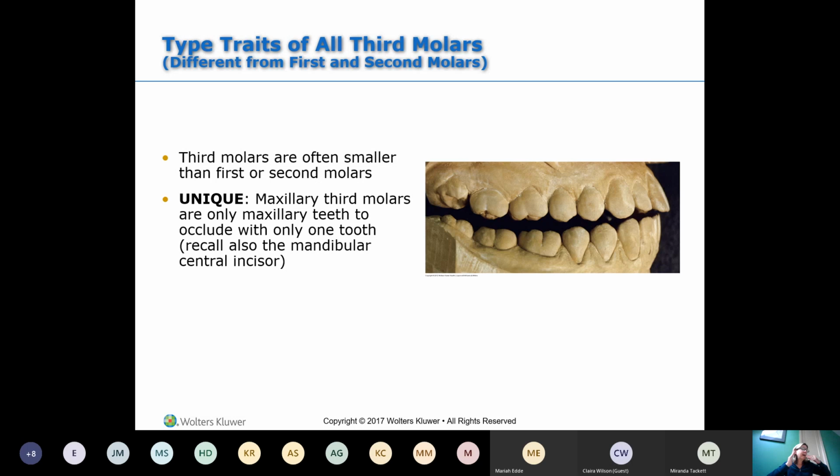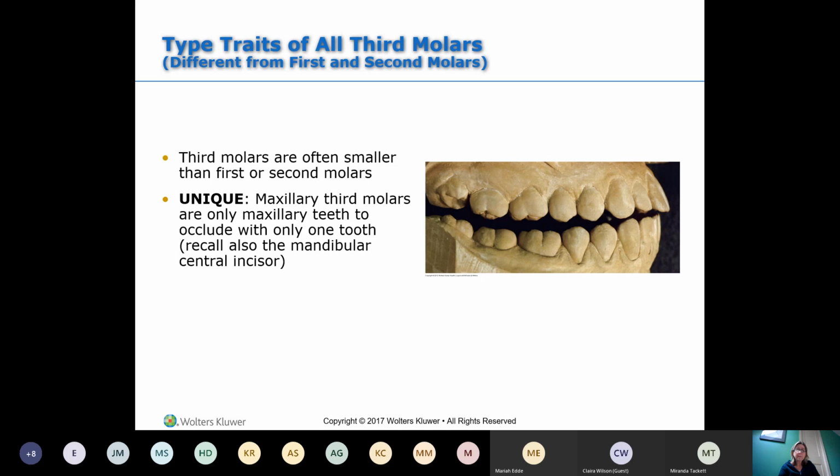Wisdom teeth have a goal in life, and their goal in life is to always erupt. And they will keep trying until they've either succeeded in erupting or they're extracted. You can have impacted wisdom teeth and be in your 50s, and occasionally they'll still give you problems because they're still trying to erupt.